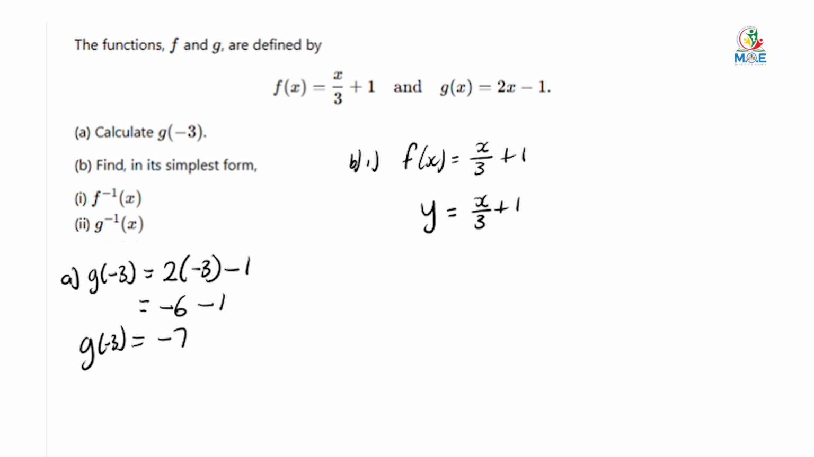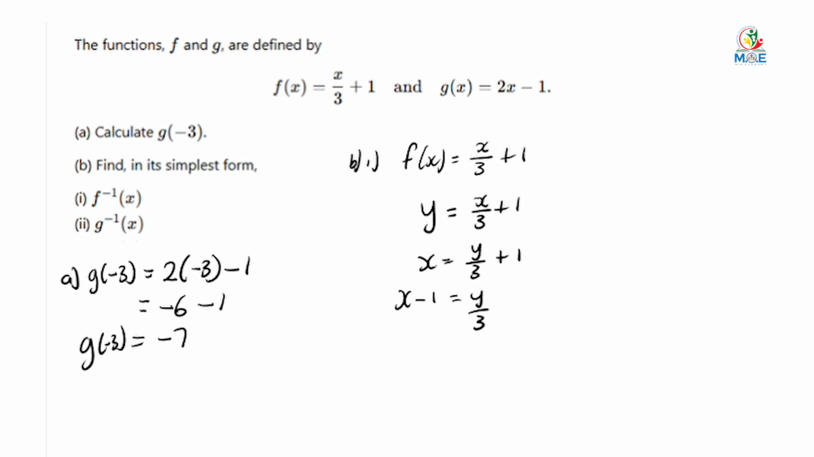And then step 2, we interchange the x and the y. Wherever you have x, you will put y. Wherever you have y, you will put x. So this will be x is equal to y over 3 plus 1. And then we make y the subject of the formula. So this is a simple one. To make y the subject, we just take over this plus 1. So I take it over to become x minus 1 is equal to y over 3.